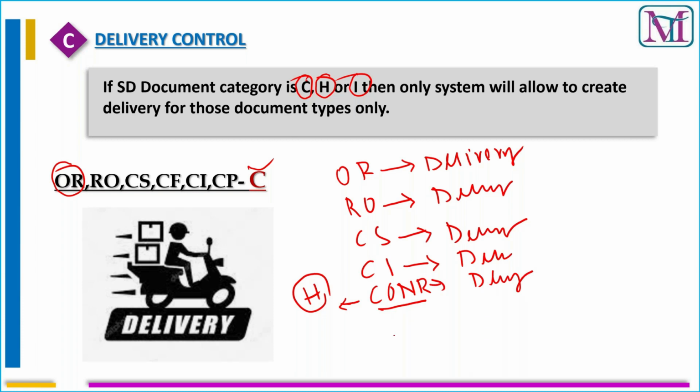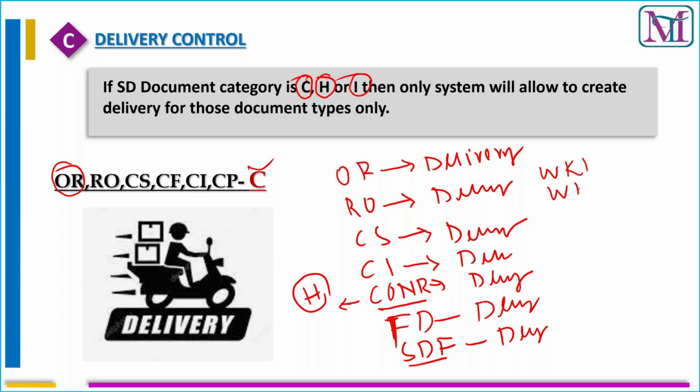Free of charge, FD, I can create delivery. Subsequent delivery free of charge, with reference to this, I can create delivery. But with reference to contract, WK1, WK2, quantity contract, inquiry, quotation, I cannot create delivery directly.